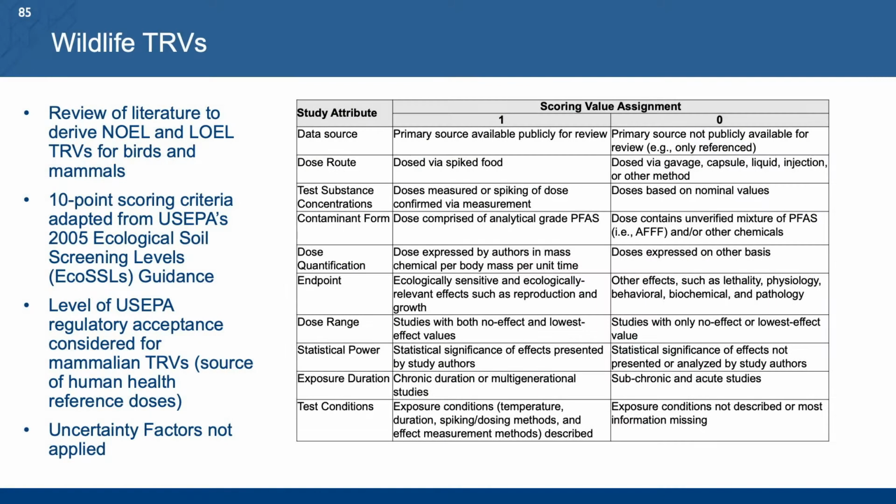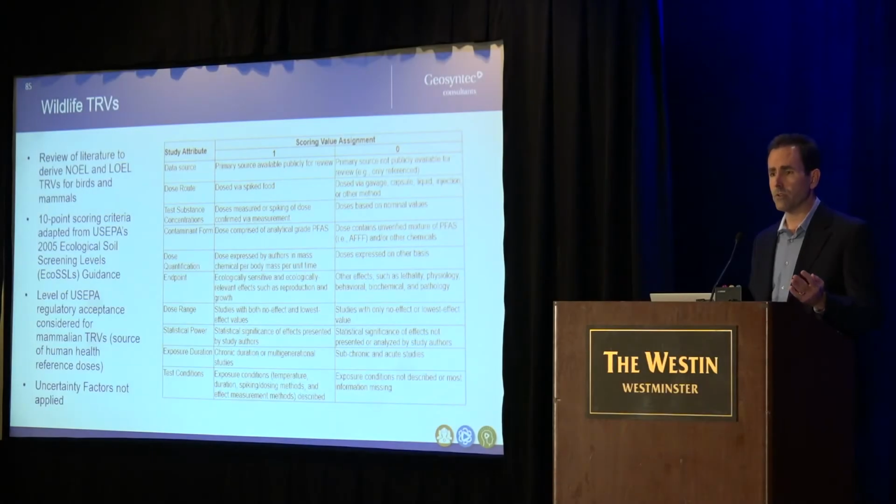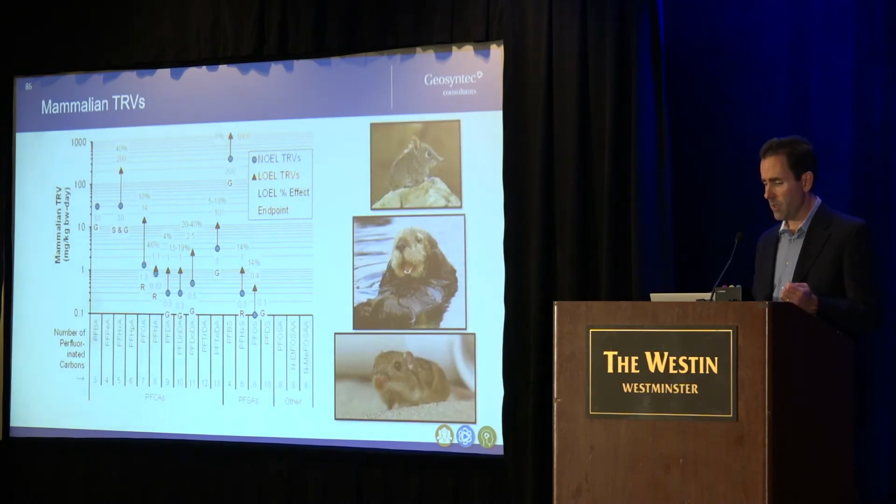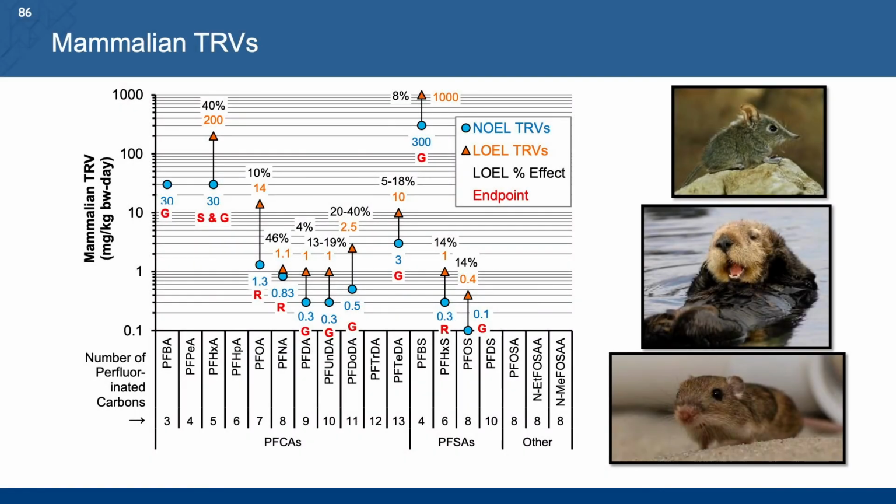And at the end of the day, for our TRVs that we've recommended, we're not applying any uncertainty factors. So if your state or federal regulatory agency or stakeholders want to look at an uncertainty factor application, you'd need to apply those yourself. We didn't have any official recommendations on those because frankly, uncertainty factors are quite variable from document to document. So mammalian TRVs, this is basically the heart and soul of the data product here.